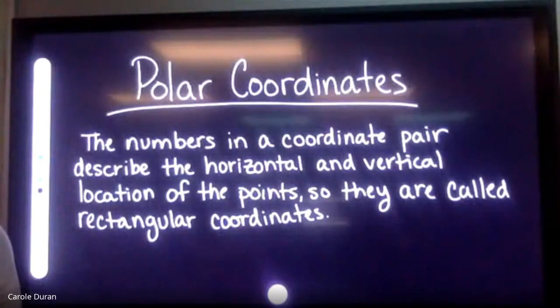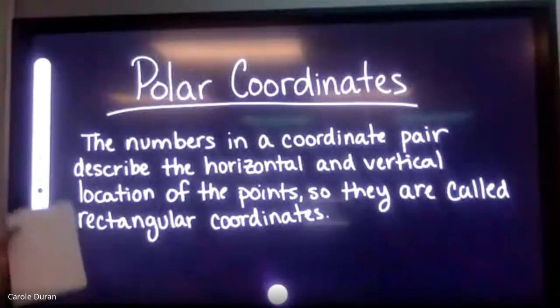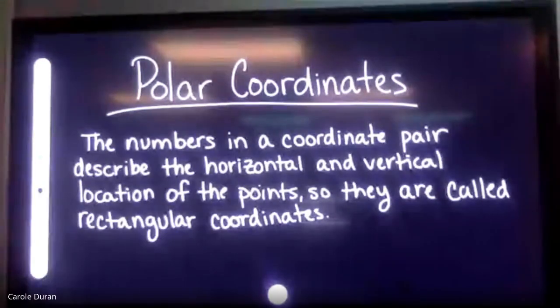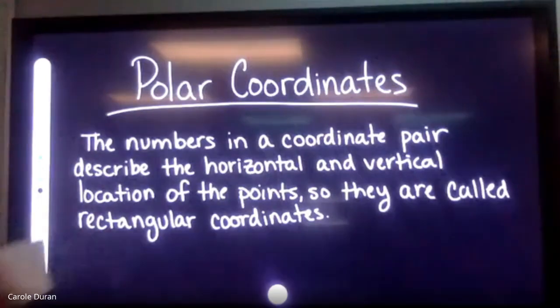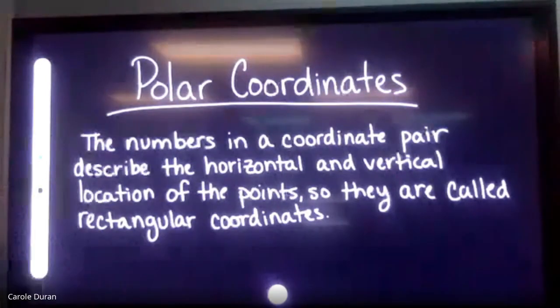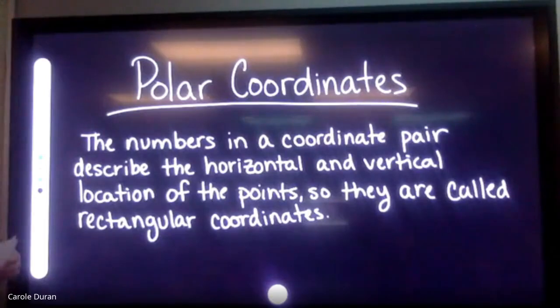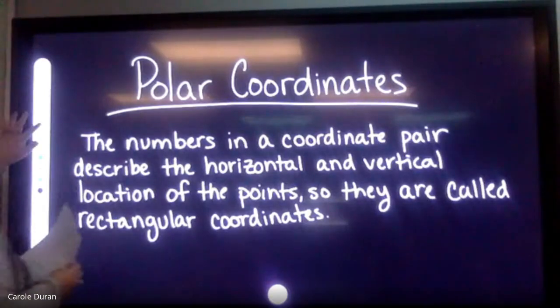Okay, so today we are doing polar coordinates. All this says is that when we talk about coordinate pairs, right now we talk about them as the horizontal and vertical distance it takes to get from the origin to a point. We call these our rectangular or Cartesian coordinates. So this is what you've been graphing since you were in, I don't know, like 6th grade. What we're going to do today is take these rectangular coordinates and transform them into polar coordinates.